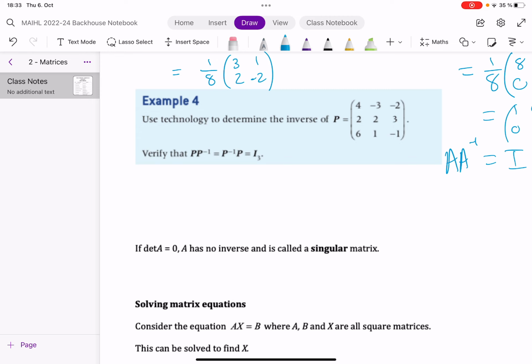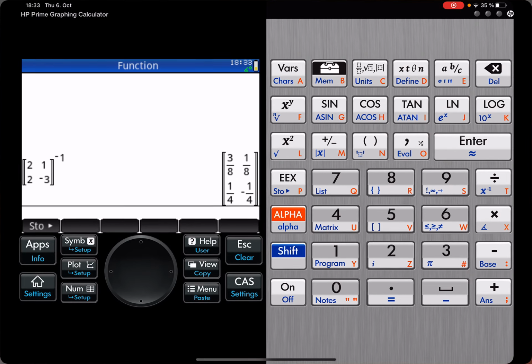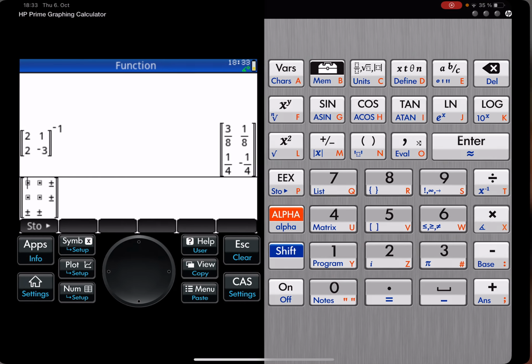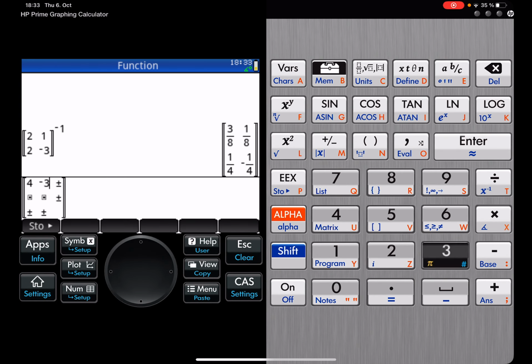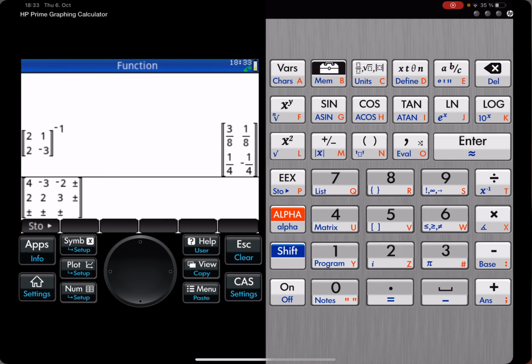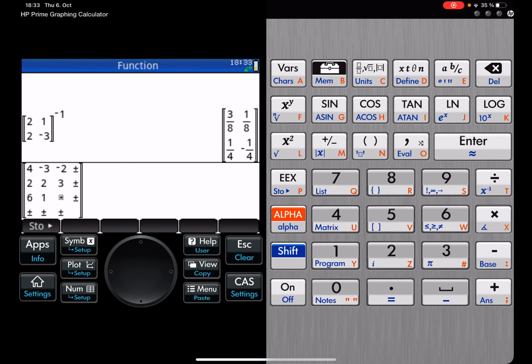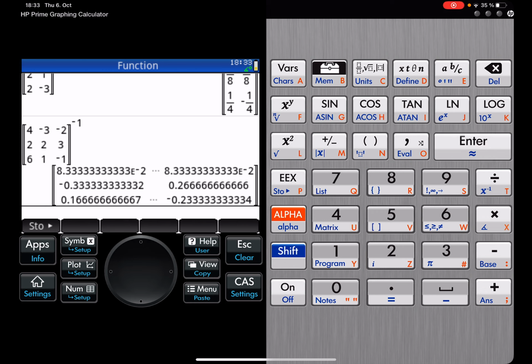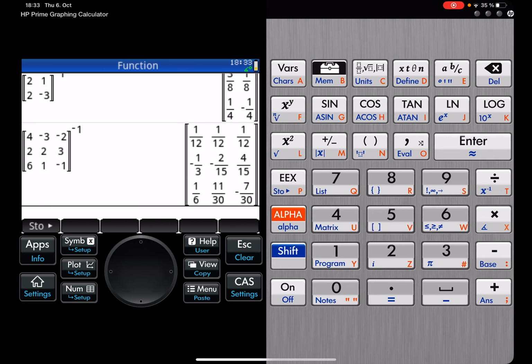So we can look at example 4. You can use this, same idea. Here we are, we're going to put in 4, negative 3, negative 2. Then 2, 2, 3. And then 6, 1, negative 1. And let's raise it to the power of negative 1. Okay, that's not very nice. Let's see if it looks better as a fraction.